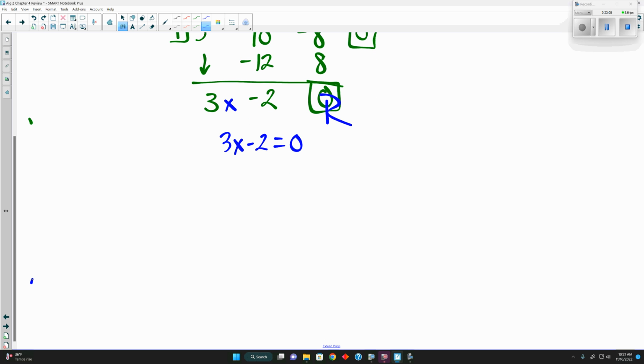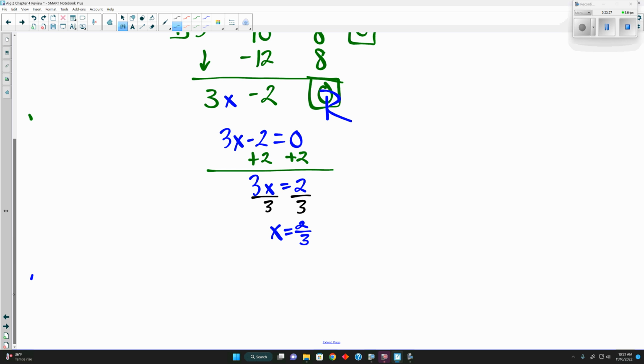So what can we do first? We can add 2 to both sides, telling us that 3x is equal to 2. And then what? Divide both sides by 3, telling us x is 2/3. Well, we also know that x is equal to 3 and -4, yes?